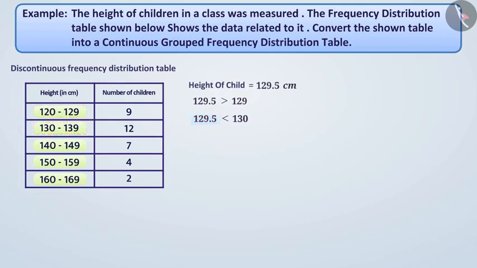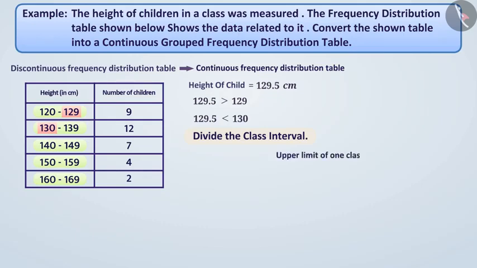In such a situation, it is necessary for us to convert the discontinuous frequency distribution into a continuous frequency distribution table. So, let's start. To obtain a continuous frequency distribution, we must adjust the class intervals. This will make the upper and lower limits of consecutive intervals equal. For this, we will subtract the upper limit of one class from the lower limit of the next class in consecutive order and divide the result by 2.